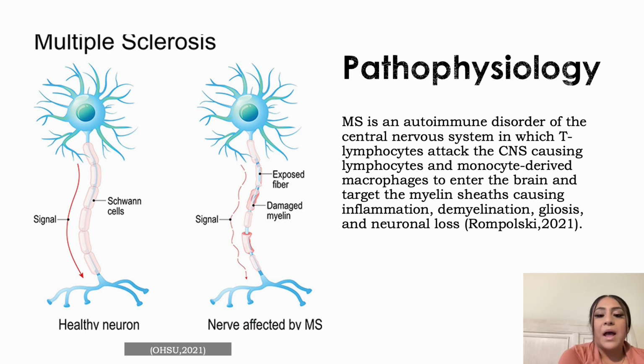Pathophysiology. So, MS is an autoimmune disorder of the central nervous system in which T lymphocytes attack the CNS, causing lymphocytes and monocyte-derived macrophages to enter the brain and target the myelin sheaths, causing inflammation, demyelination, gliosis, and neuronal loss. And on the side here, we have a healthy neuron, and next to it we have a neuron that's been affected by multiple sclerosis. In the picture, we can see how the Schwann cells have deteriorated, and it actually exposed the fibers.